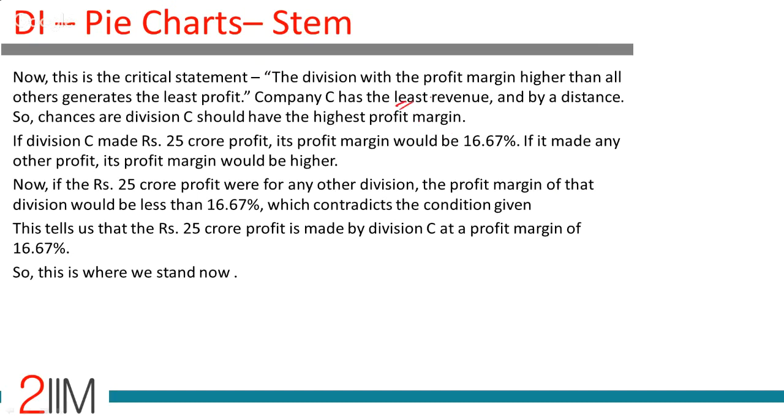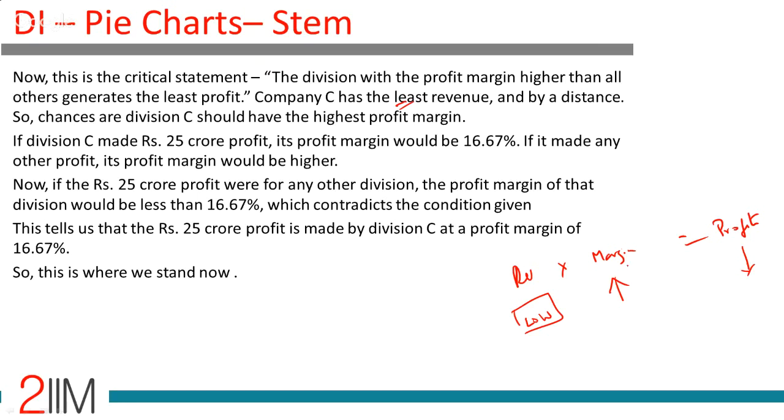Company C has the least revenue. It has only 150 crore revenue. We've already seen that. So chances are this company will have the highest profit margin. Revenue times margin gives us profits. We know the profit margin is high, but the profit is low. That means revenue should be very, very low. The high profit margin is still not able to offset the fact that the revenues are so low, so my profits are small. That's a very interesting idea.